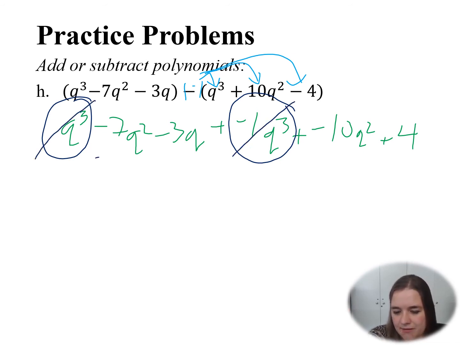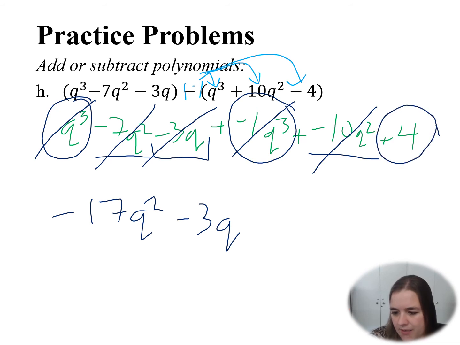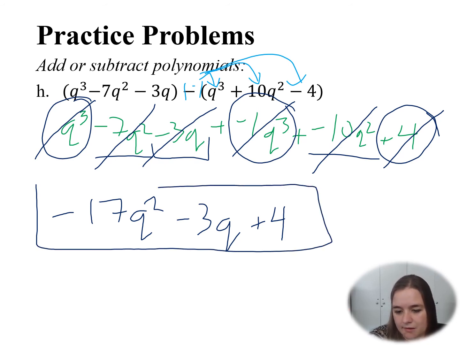I have a negative 7q squared and a negative 10q squared. So that gives me a negative 17q squared. I'm left with a negative 3q, and I have no like term, so I'm going to put it back in my final answer. And then a plus 4, my last piece, with no other common or like terms. So my final answer is negative 17q squared minus 3q plus 4. I have a trinomial with 3 terms here.